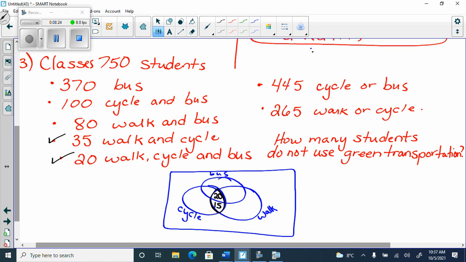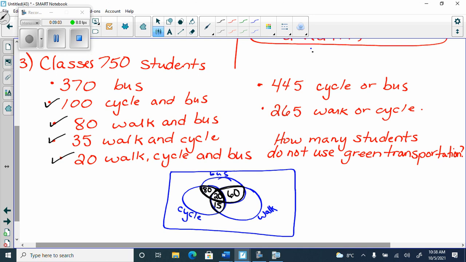Now we need 80 in the walk and bus eyeball. How many are already walking and bus riding? 20. So how many walk and bus only? 60. So we must subtract unless it says the word only, or if it said walk and bus but not cycle, then I would put 80 here, because that would be the same as saying only, correct? And then we need 100 to cycle and bus. How many are already cycling and busing? 20. So how many cycle and bus only? 80.